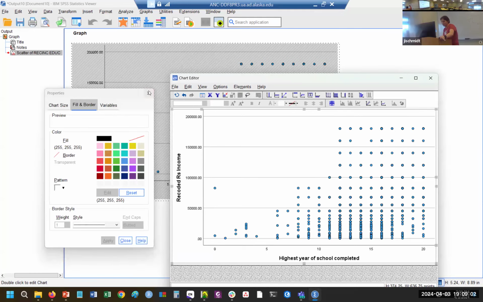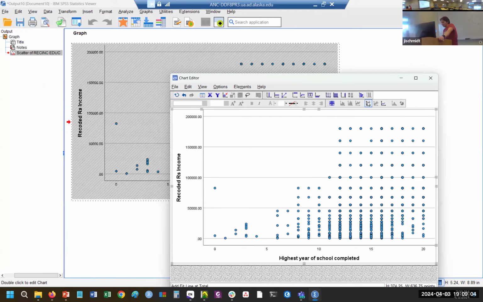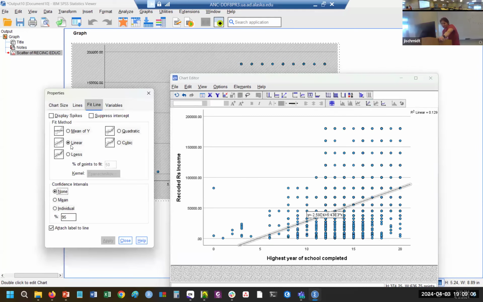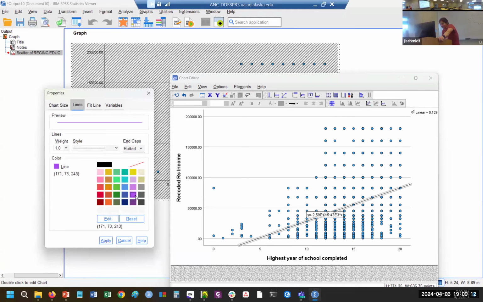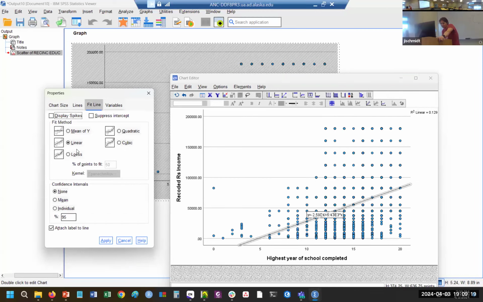Okay, there it's gone. All right, so go up to here and I want the linear. You can take a look at some of the other options here, lines. Change my line color, it looks like. I haven't really played with any of these. But the most important thing is linear.